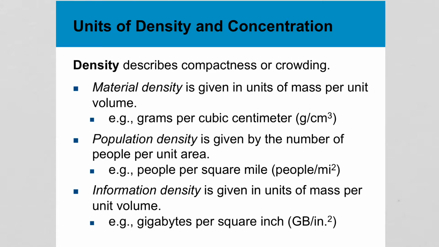Density describes compactness or crowding. Material density is given in units of mass per unit volume, like grams per cubic centimeter. Population density is like people per square mile. Information density is in units of mass per unit volume, like gigabytes per square inch.